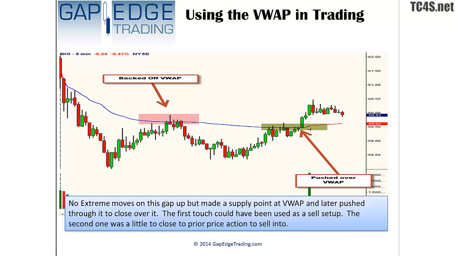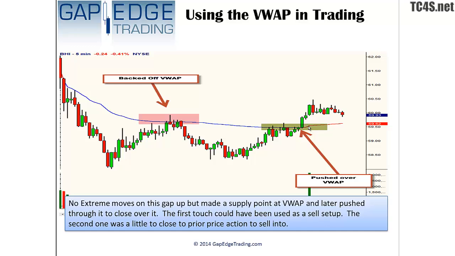So, as an intraday trader, if you're not paying attention to the volume average price, you're doing yourself a disadvantage, because you don't know what the larger players are doing. So no extreme moves on this gap, but it made a simple point at the VWAP, later pushed up through it and closed over it. The first touch could have been used as a sell setup, right? Or you could have caught the reversal on the 5 and caught a bounce into it. And the second one was a little close to the prior price action to sell into. Like I said, it didn't make a new low.